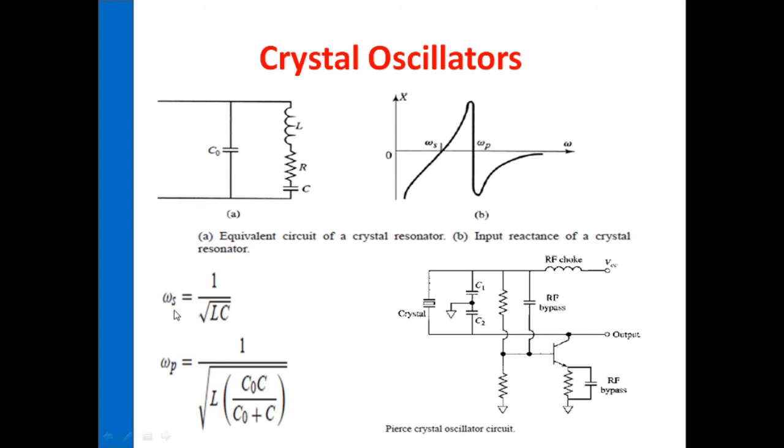Now the formula for the series resonance circuit is omega S equal to 1 divided by root LC, and for the parallel resonance circuit, omega P equal to 1 divided by root of L into C0 C divided by C0 plus C. So sometimes they will ask questions based on these values. You have to find the series resonant frequency, which means you have to substitute into this formula. This is one example of a crystal oscillator, called the Pierce crystal oscillator, where the crystal is connected in parallel with two capacitors C1 and C2.